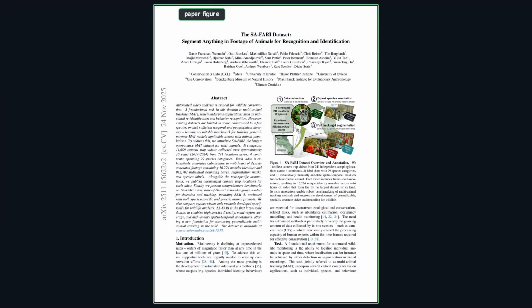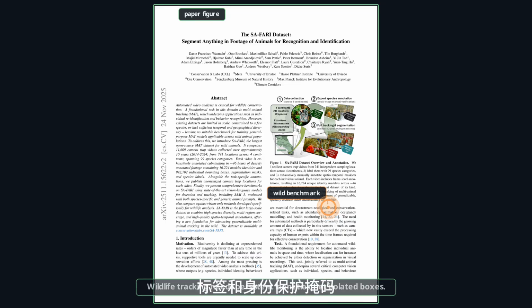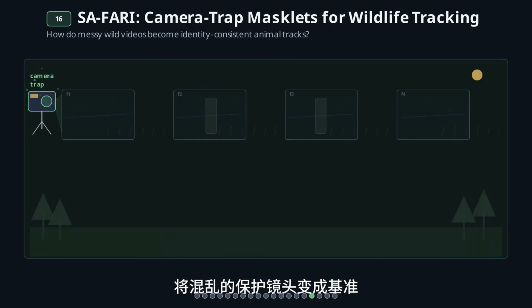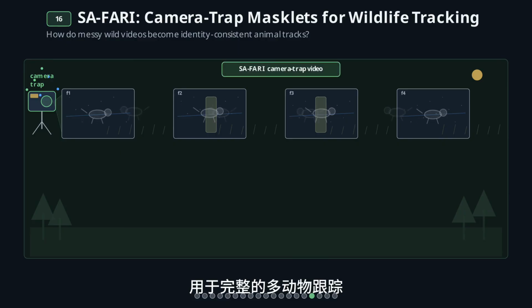Safari starts from the camera trap scale problem. Many wild clips across continents and species need more than isolated boxes. The figure attaches expert species tags and identity-preserving masklets to the same animals through time, turning messy conservation footage into a benchmark for full multi-animal tracking.